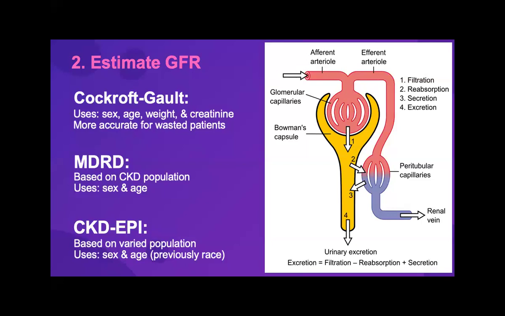The first being the MDRD formula. It's the formula that's currently being used in the HIV guidelines. It takes into account sex and age, but it was initially formulated on a population that was studied that had CKD, versus the CKD EPI formula, which also takes into account age and sex, but was studied on a population of people with and without CKD. And it's shown to be more accurate in the studies that have been done at picking up mild renal impairment. So that is why we should be using the EPI formula.